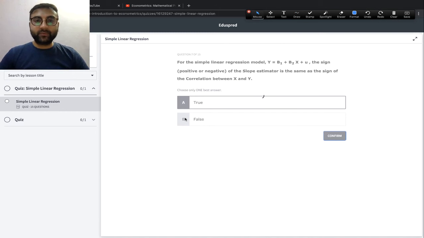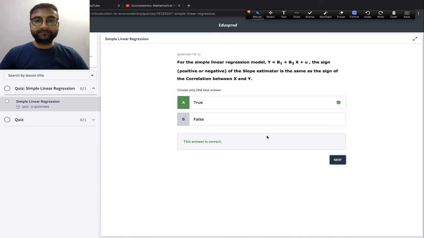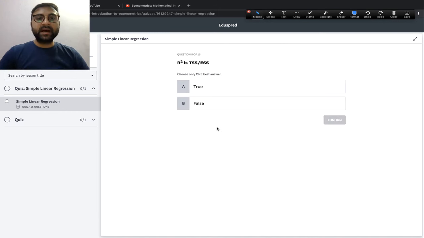Let's move to the next question. Question number 8. R square is TSS divided by ESS. Well, this is a straightforward question, and the right answer is false, because it's not TSS divided by ESS. R square is ESS divided by TSS. This is one of the formulas for R square.